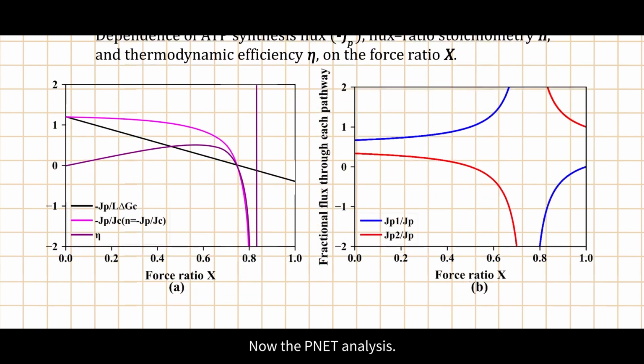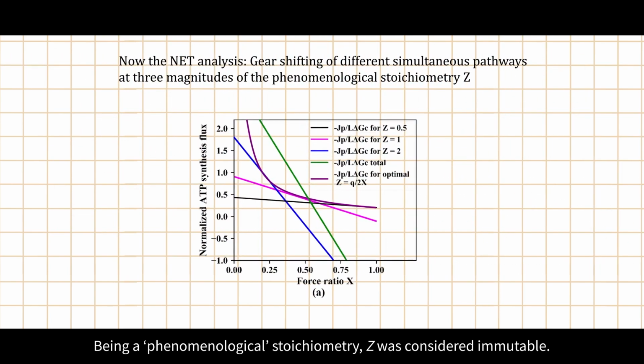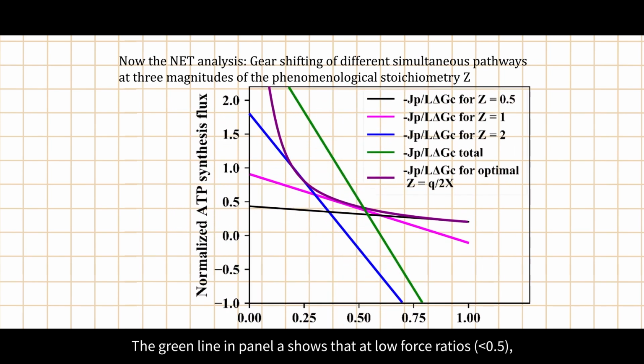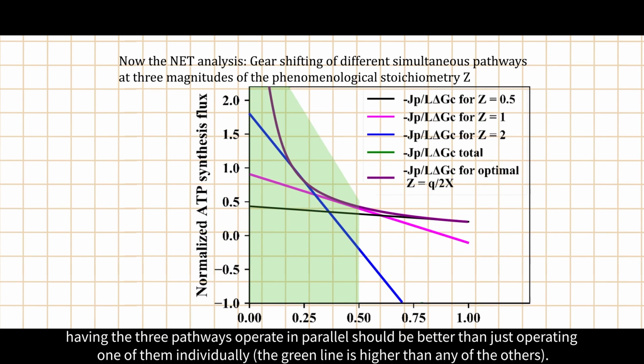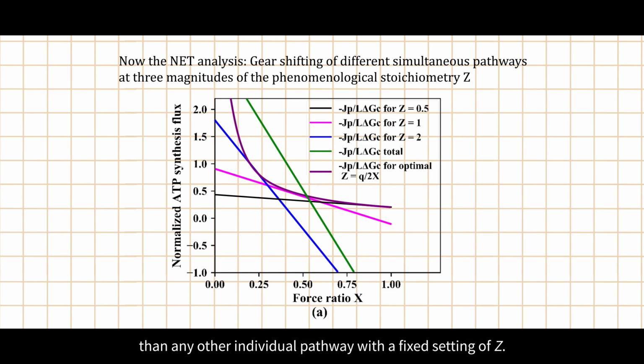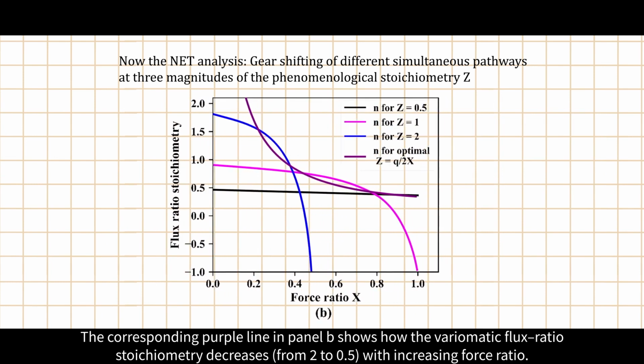Now the PNET analysis. Being a phenomenological stoichiometry, Z was considered immutable. We break with this tradition and focus on gear shifting, that is, on variations of Z. The green line in panel A shows that at low force ratios, having the three pathways operate in parallel should be better than just operating one of them individually. The purple line in panel A shows that a variomatic regulation of Z should produce a higher ADP synthesis flux than any other individual pathway with a fixed setting of Z. The corresponding purple line in panel B shows how the variomatic flux ratio stoichiometry decreases with increasing force ratio.